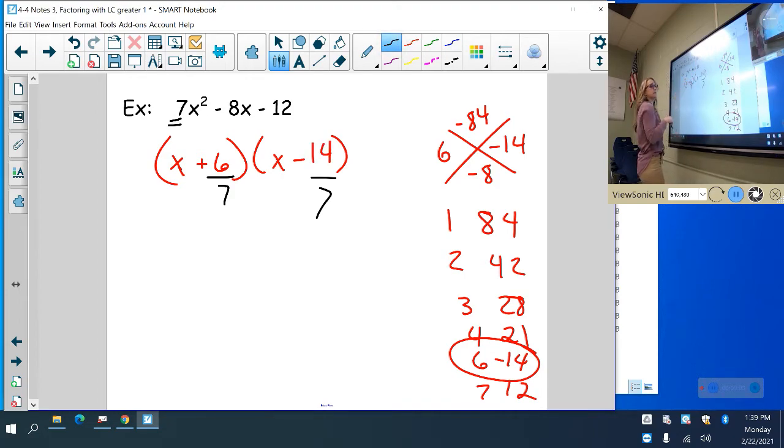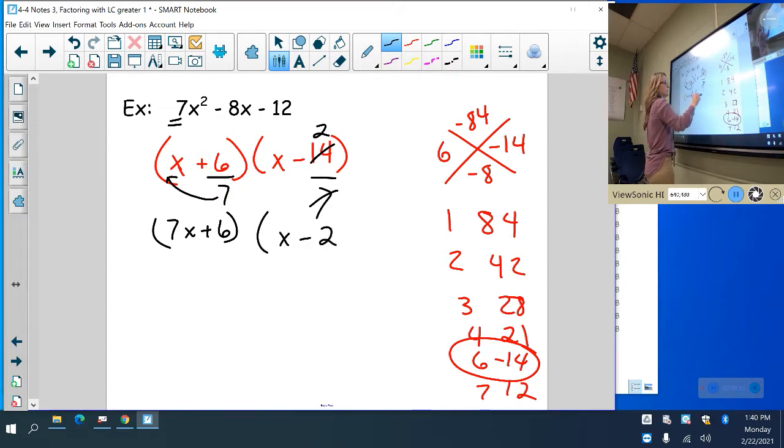Now, does 6 sevenths simplify? No. So I'm going to put the 7 in front, so I have 7x plus 6. 14 over 7 simplifies. Yes, 14 divided by 7 is 2. So I have x minus 2.